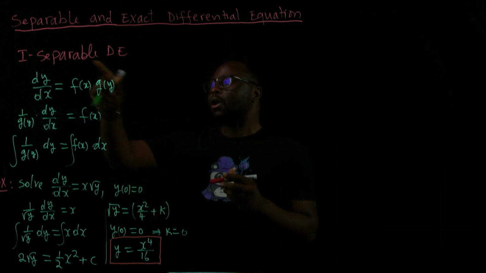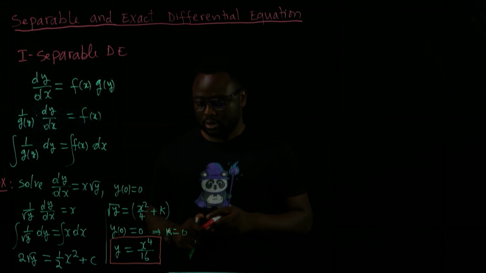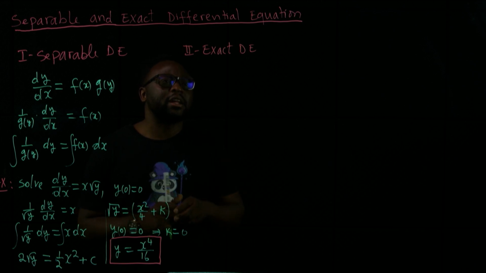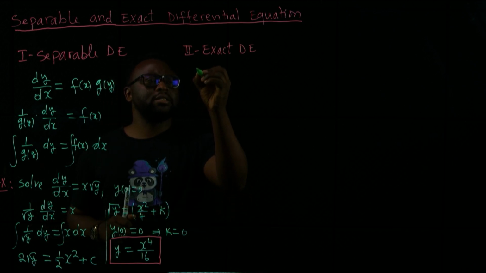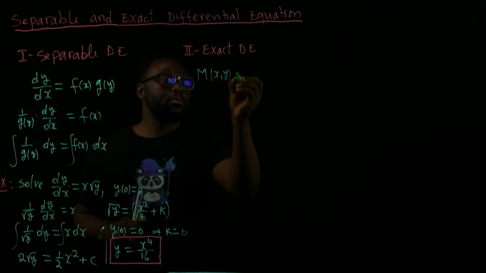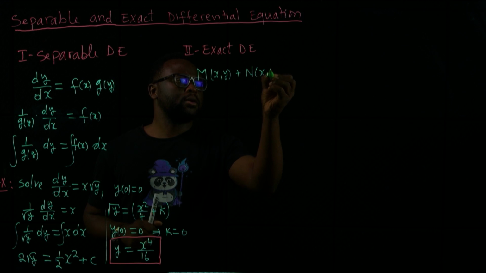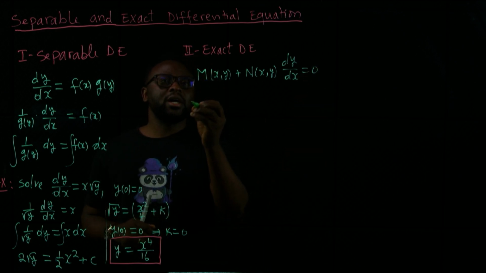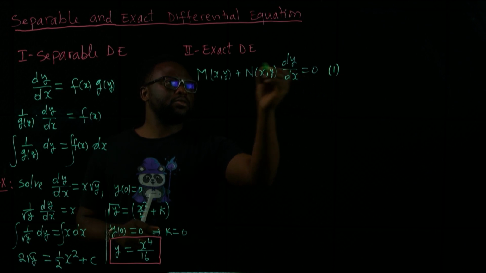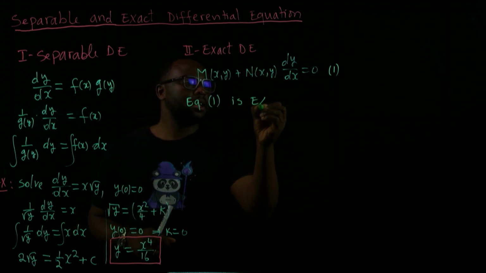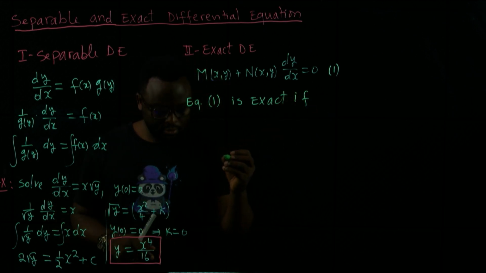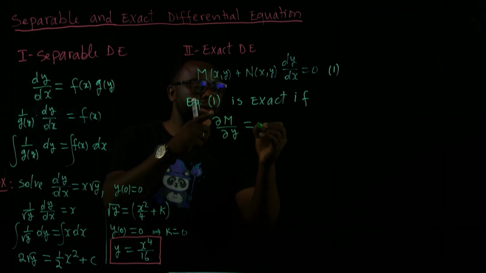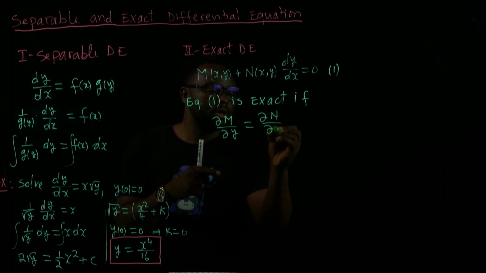Okay, so this is all about the separable differential equation. Now let's look at the exact differential equation. All right, exact DE requires a partial derivative, and the general form of this exact DE is M of x, y plus N of x, y times dy over dx equals 0. And we say that we call this equation 1. This differential equation 1 is exact if the following condition is satisfied: if the partial derivative of M with respect to y is equal to the partial derivative of N with respect to x.